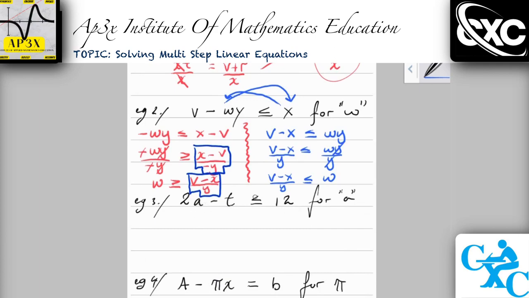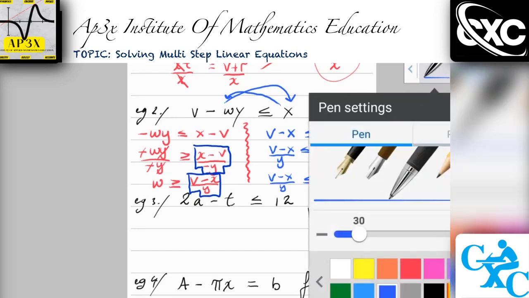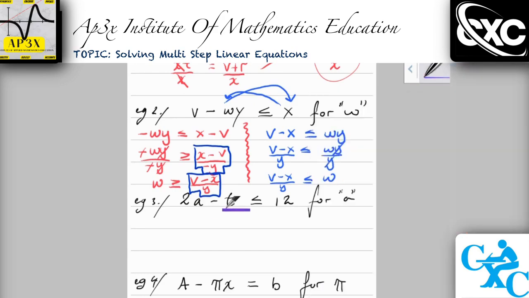We have 2a minus t is less than or equal to 12, and we're looking for a. All right, so this one is not too challenging then. We're looking then for, say here, bringing the t over to this side here. All right, so we're going to end up with 2a is less than or equal to positive t plus 12, or if you wanted to just put the t behind the 12, you could say 12 plus t. That is also fine.